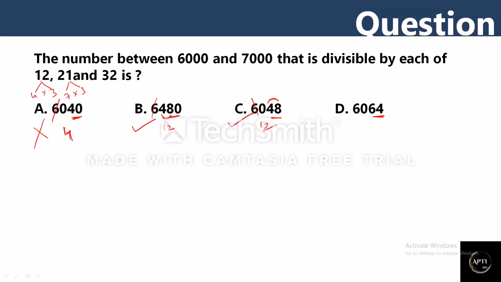Option C can be my answer. Okay, so both answers are satisfied. Now 6 will get cancelled. Okay, left out value is 4. 4 is not divisible by 3. So option D is eliminated.